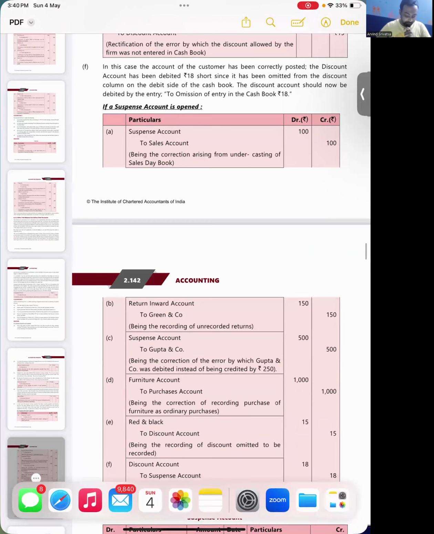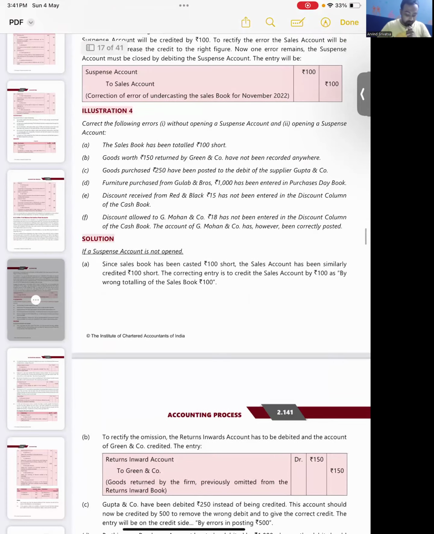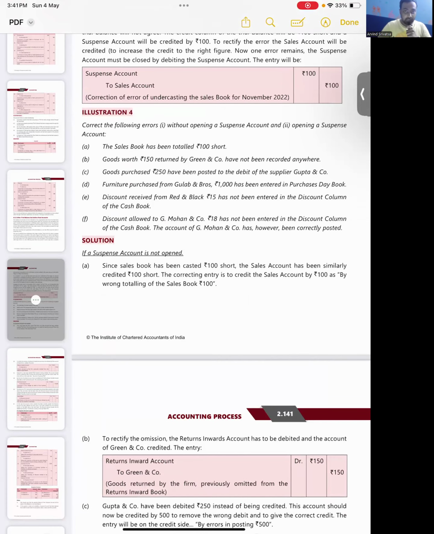Yes, sir. Perfect. That's what they have done, sir. Okay. Next one. Goods worth 150 returned by Green and Co. have not been recorded anywhere. So basically, Green and Co. returned the goods to us, sir. So it has not been recorded anywhere.